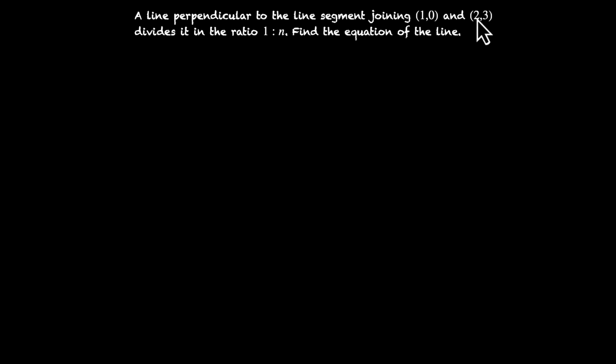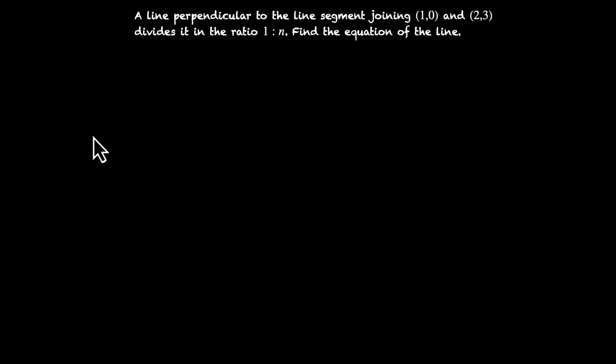these 2 points. So the line that we need to figure out actually is perpendicular to this line segment, and we know one more thing, that this line divides this line segment in the ratio 1:n. Using all of this, we need to figure out the equation of this line. Pause the video, try this on your own.